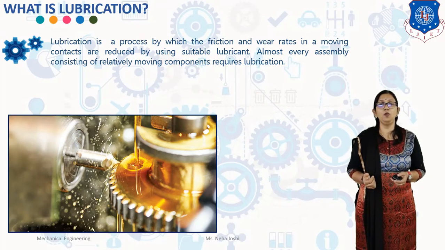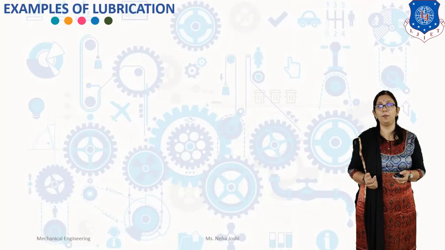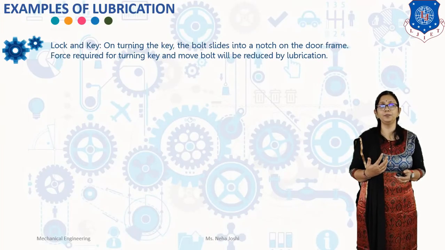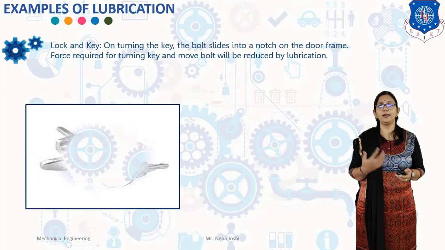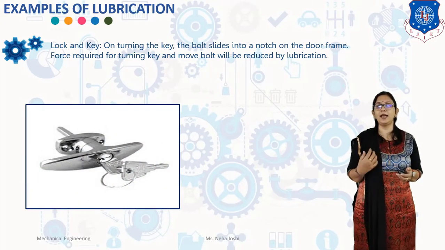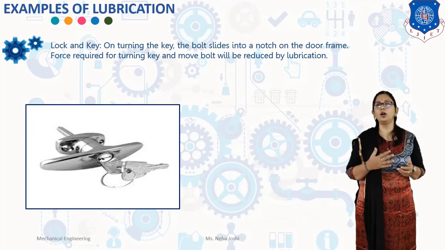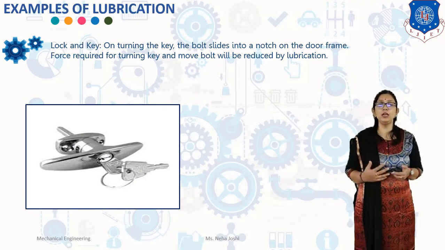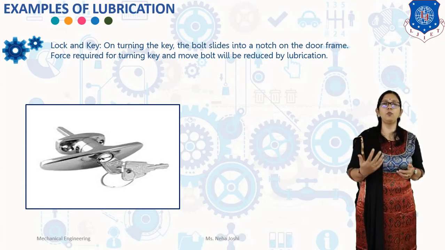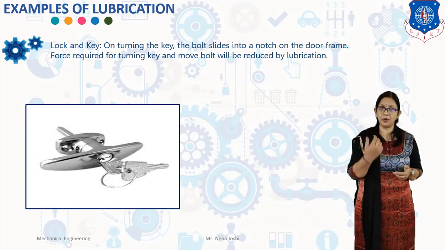Now we will discuss some examples of lubrication. First example is lock and key. As you can see here in the diagram, on turning the key, the bolt slides into the notch on the door frame. The force required for turning the key and moving the bolt will be reduced by the lubrication.